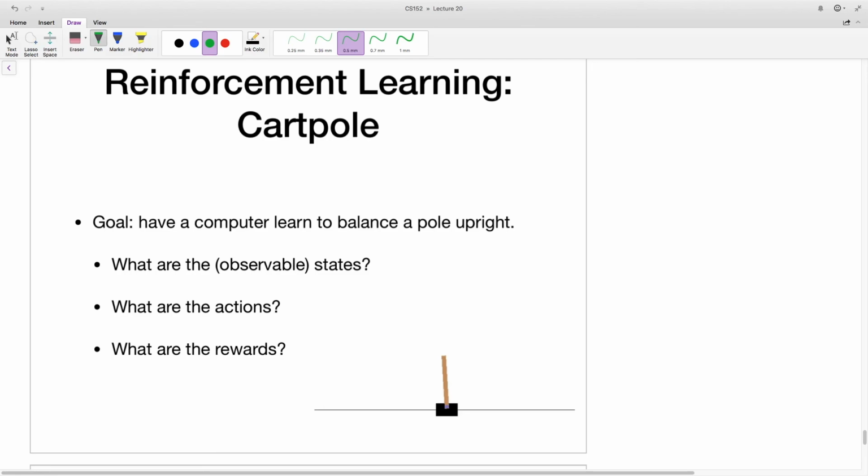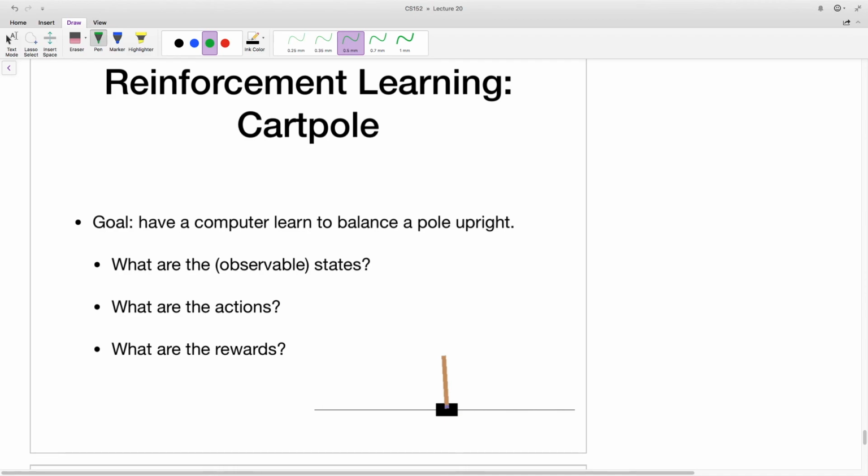Sounds familiar. And if we get to the edge, then the cart falls off the edge, and that's no good. And if the pole falls, that's also no good. So we're trying to keep the balance.